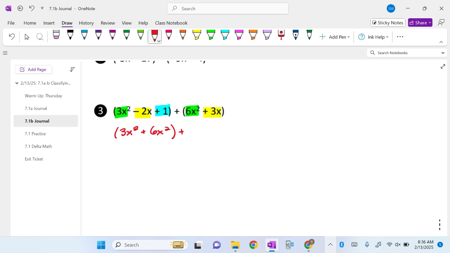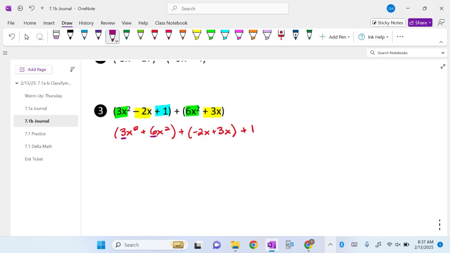So we got the x squareds. What will come next in standard form? Right, the negative 2x plus 3x. And then we have the plus 1. Don't forget to bring down that plus 1. So what's 3x squared plus 6x squared? Remember, you're just adding the coefficients.